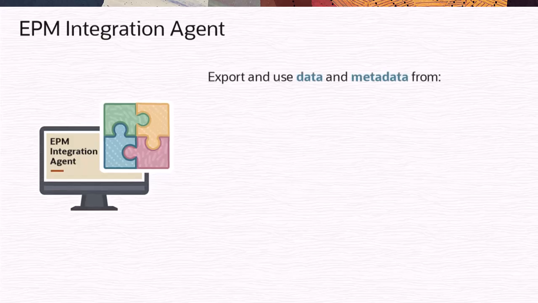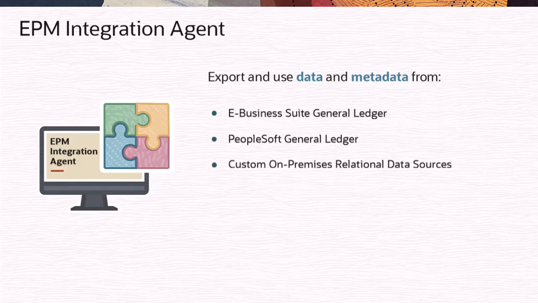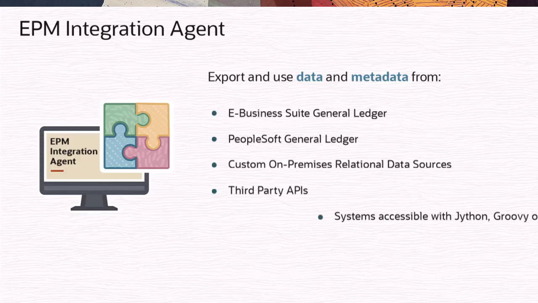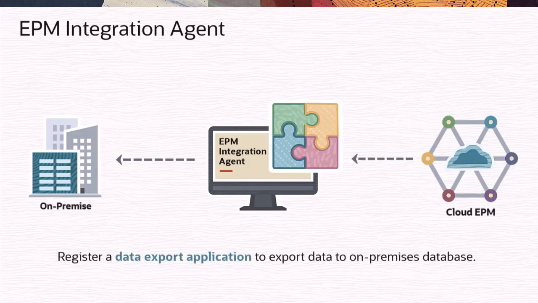You can export and use metadata and data from the following sources: eBusiness Suite General Ledger, PeopleSoft General Ledger, custom on-premises relational data sources, third-party APIs, and systems accessible with Python, Groovy, or Java programs. The agent also supports write-back from cloud EPM to on-premises systems. To enable write-back, you register a data export application to export data to the on-premises database.